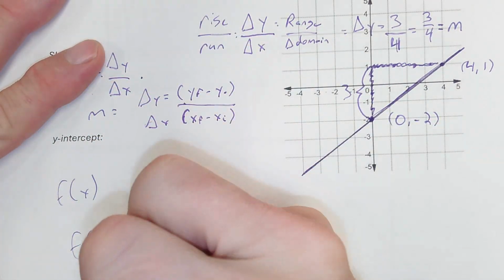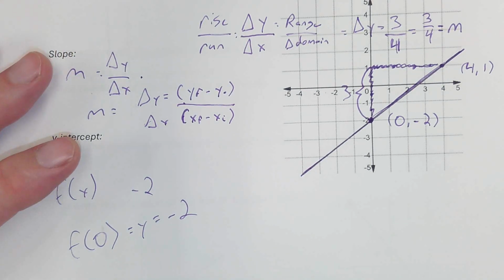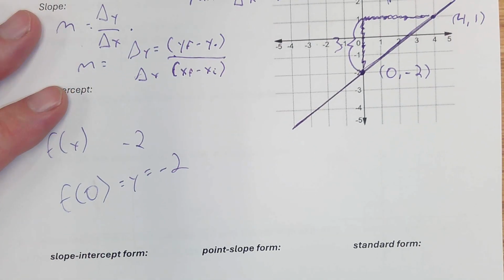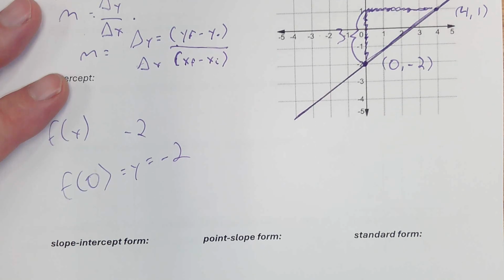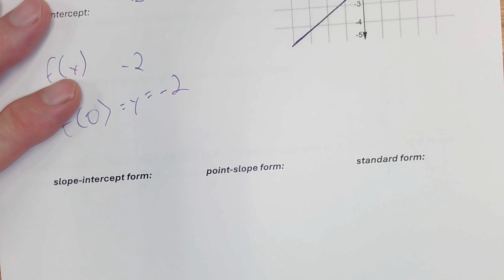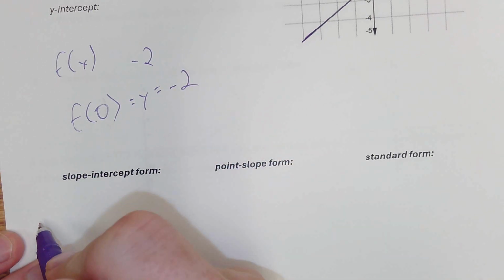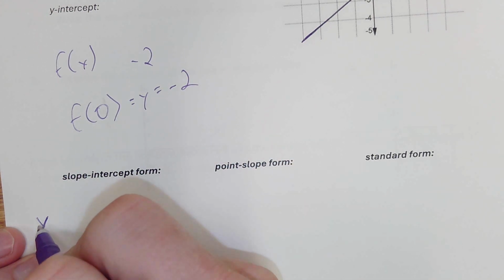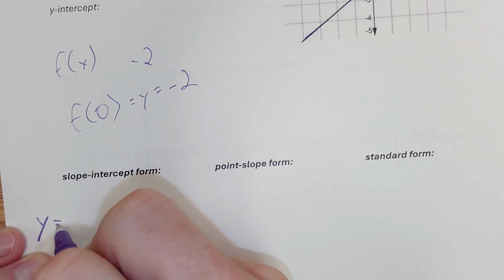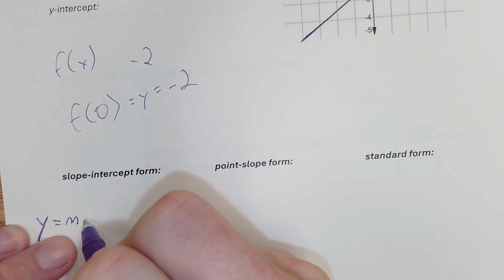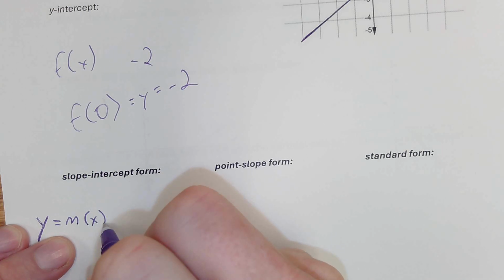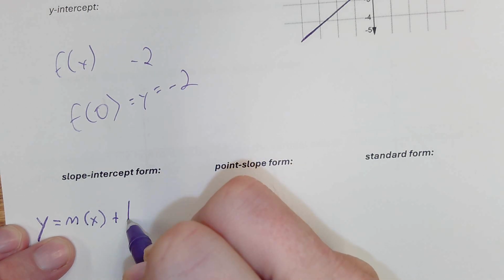y-intercept. Okay, so when we put it in our slope-intercept form, right? Slope-intercept form uses our slope and our y-intercept. Okay, so saying that our function equals our slope, right? y equals m times x, plus our y-intercept, b.